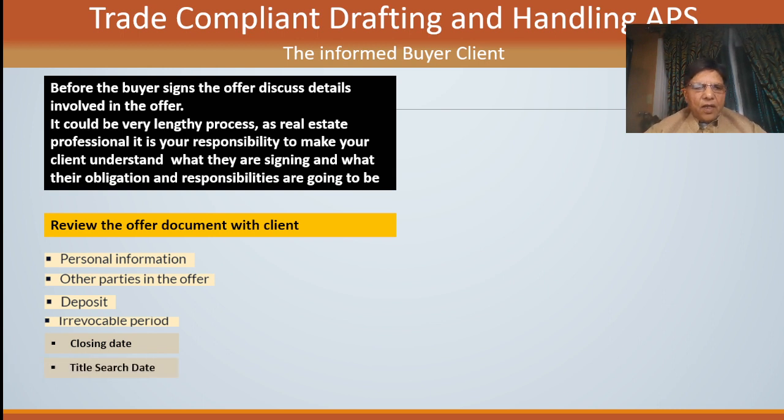Title search is another important date. Explain to them that your client is entitled to have a clean title. The buyer's lawyer will be looking into that. If there is anything on the title search, the buyer's lawyer will communicate that to the seller's lawyer, and they need to have a clean title. The only thing on the title after the property is closed and transferred to the buyer will be the buyer's mortgage.